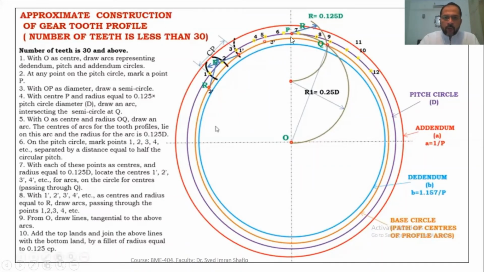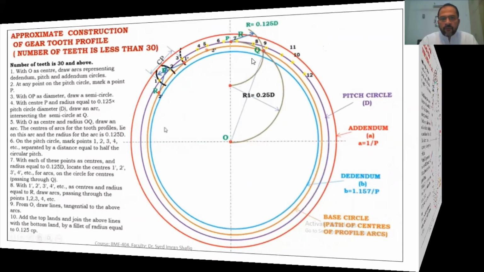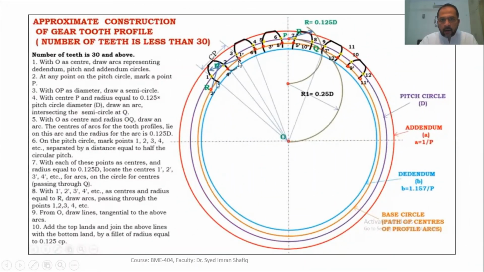And now what we have to do is, with the same distance, we have to draw these arcs, the black ones. So with 1 dash as center and radius PQ, or radius 0.125D, we'll mark this arc from 1 dash, and we'll mark the same arc from the opposite side from this point at 2 dash. Similarly, we will mark all the arcs in the same way, and so we will have this kind of profile which I have shown with the black color.